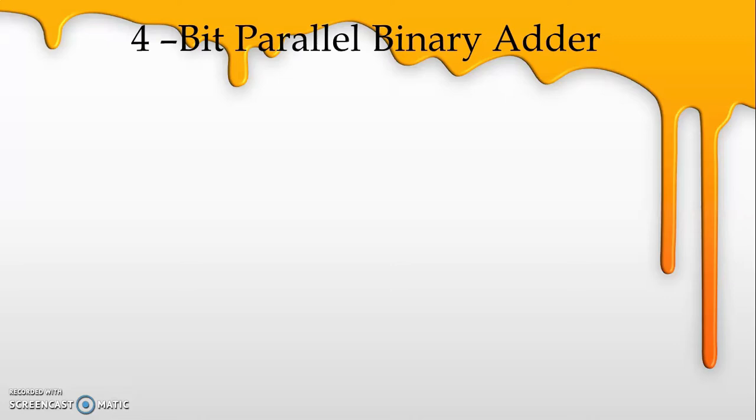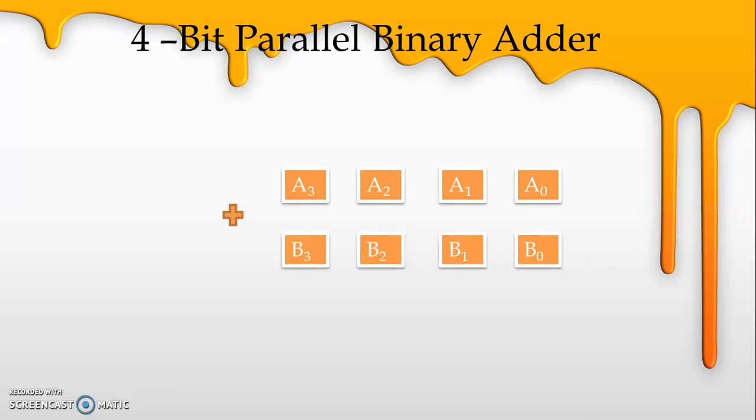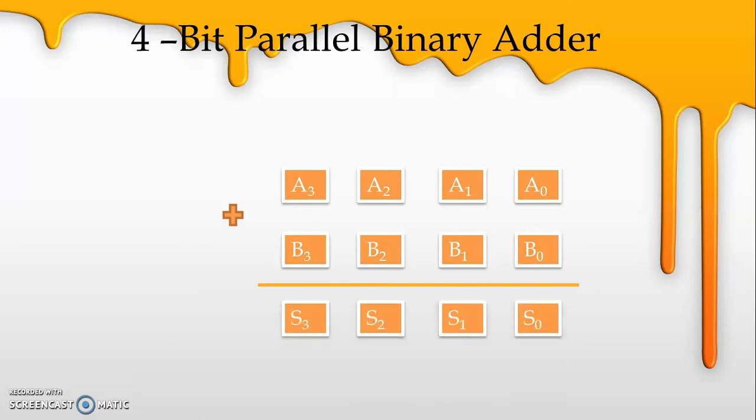So, in case of multi-bits, for example, let us consider 4 bits. Suppose we have A0, A1, A2 and A3. We have 4 binary bits. A0 is the least significant bit and A3 is the most significant bit. We do the addition with another 4 bits, that is B0, B1, B2, B3. And we have a summation, that is S0, S1, S2 and S3. At a time, we can have a carry also, and that is C1, C2, C3 and C4.